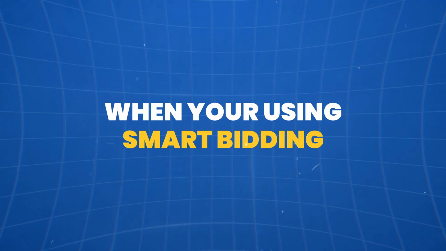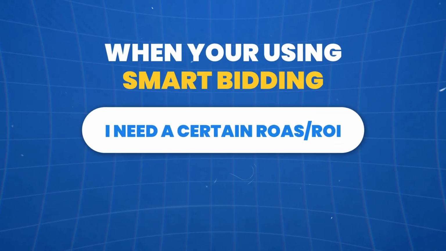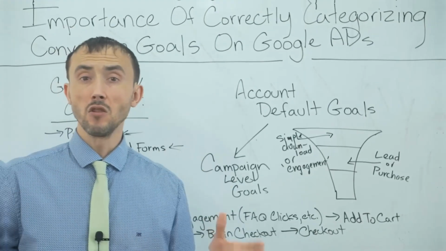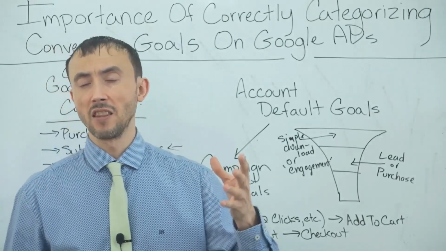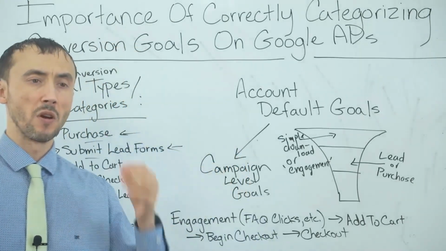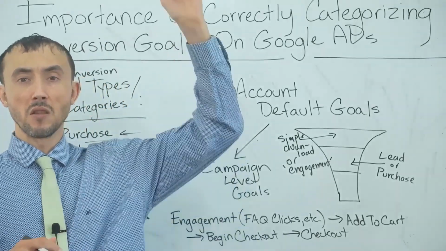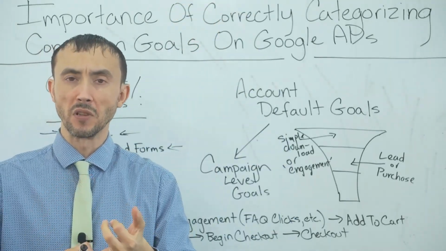When you're using smart bidding in Google Ads and you're saying to Google, I need a certain ROAS/ROI or a certain cost per lead, it's going to do what you want it to do to get that lead cost that you're looking for, to get that ROI/ROAS that you're looking for. The better quality data you have, the better it can do to get you that, and the better the job it can do to scale you at that ROAS level or cost per lead level.